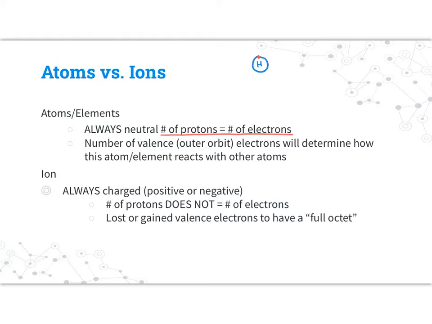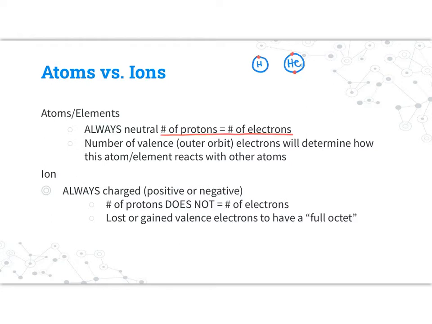Helium is in the same row as hydrogen. So helium gets the same orbital. I just drew it bigger because I drew its symbol larger, but it'll get the same size circle technically in space. And helium has 2 protons. Therefore, helium also has 2 electrons.